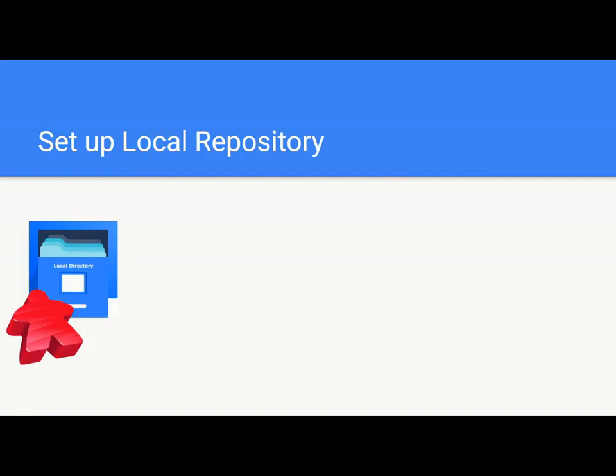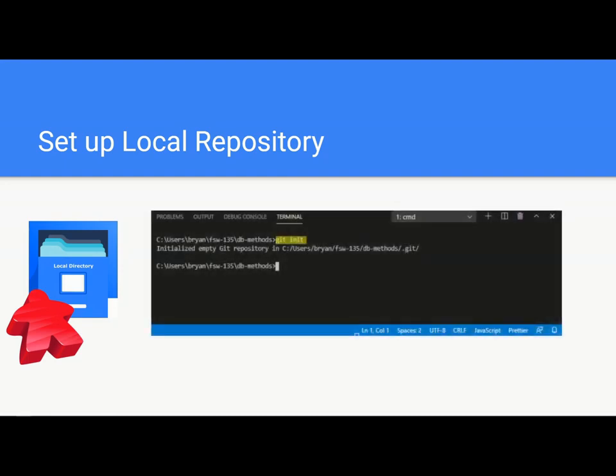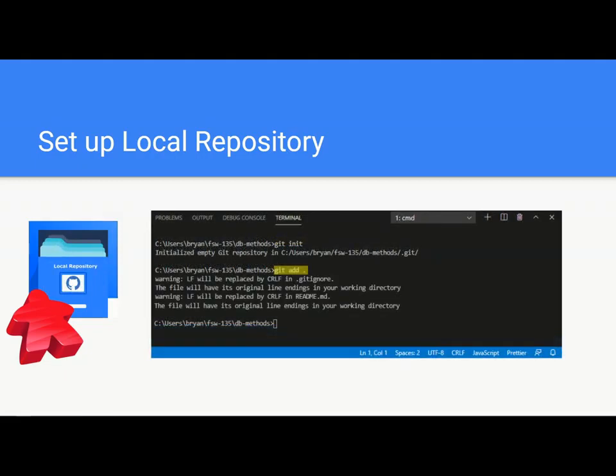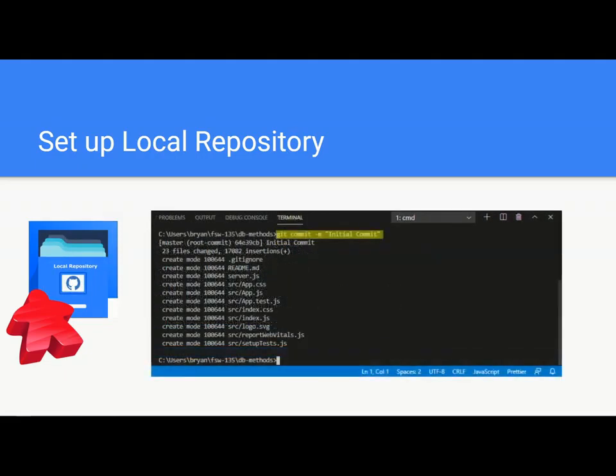He will take his local project directory and create a repository within it. First, Git has to be initialized within that directory, then the directory has to be added to Git, and finally, whatever files are there have to be committed in preparation for uploading to the remote repository.